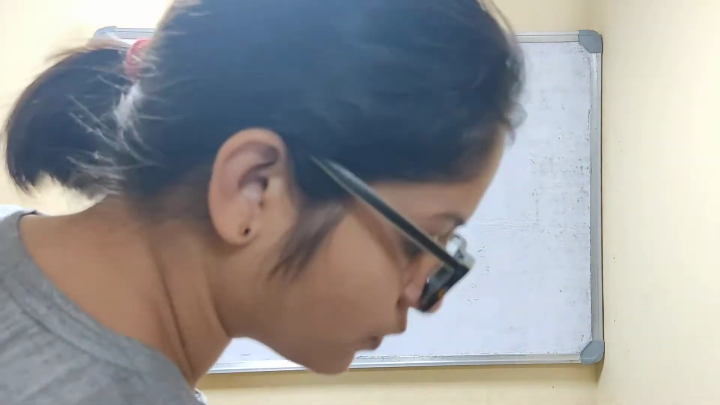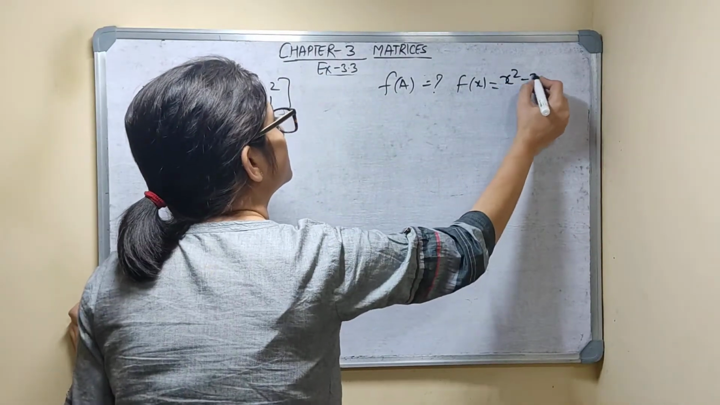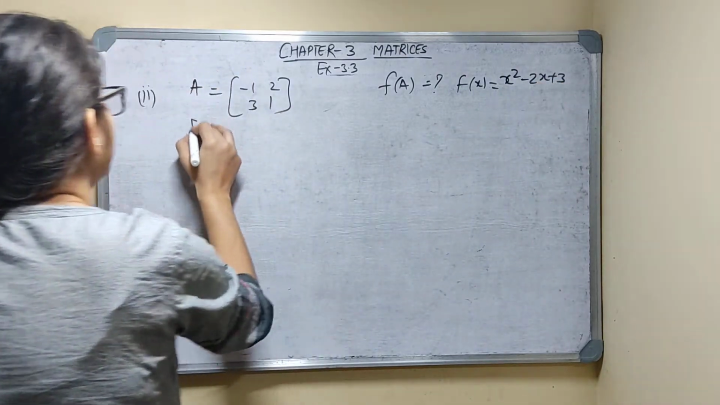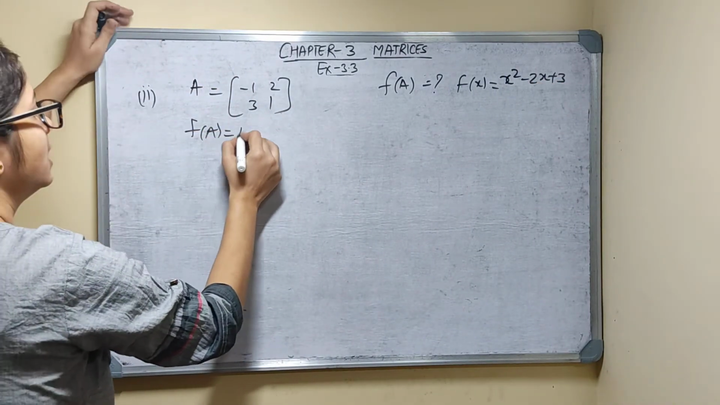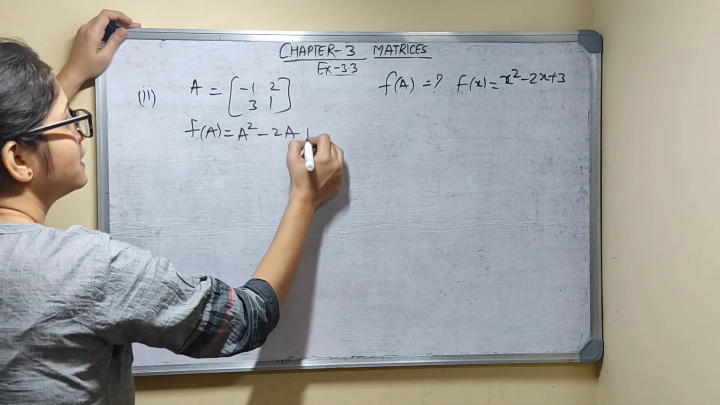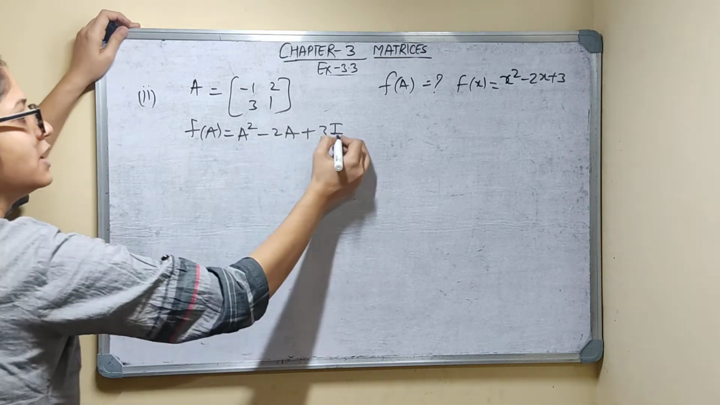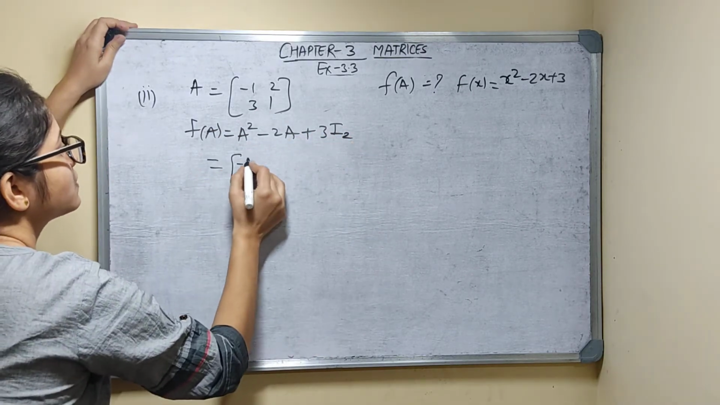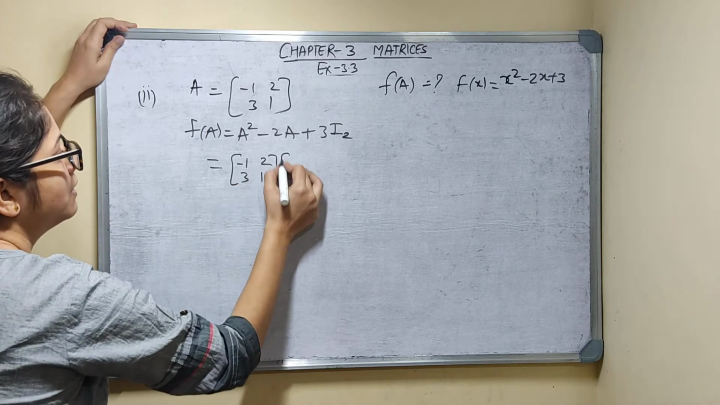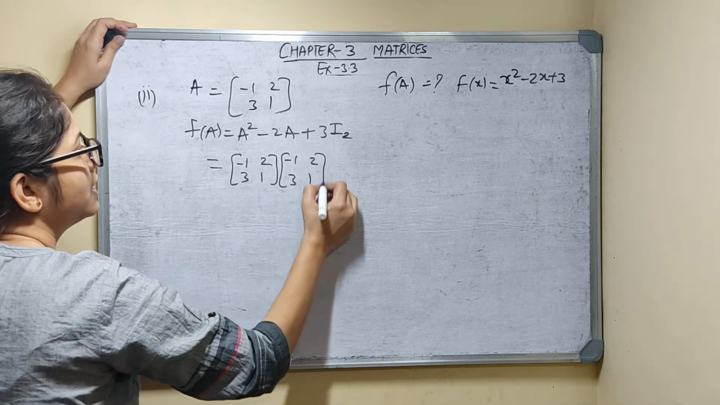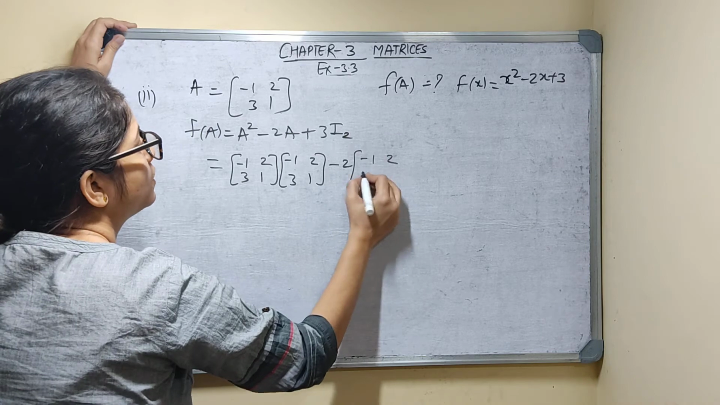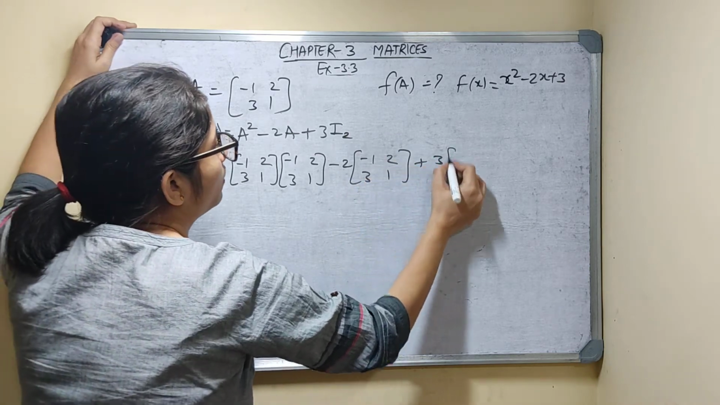Fx is given as x square minus 2x plus 3. F of A will be what? A square minus 2A plus 3 into I of order 2 only. A square: [[-1, 2], [3, 1]] times [[-1, 2], [3, 1]], minus 2 into [[-1, 2], [3, 1]], plus 3 into I 2.